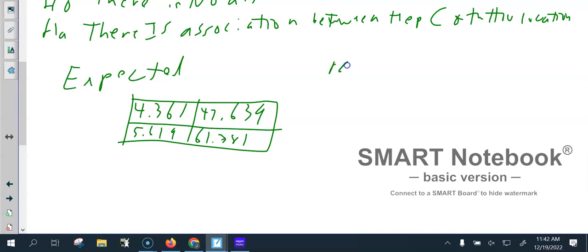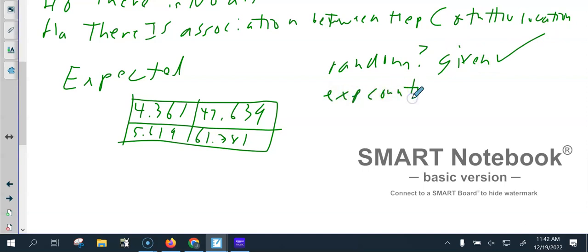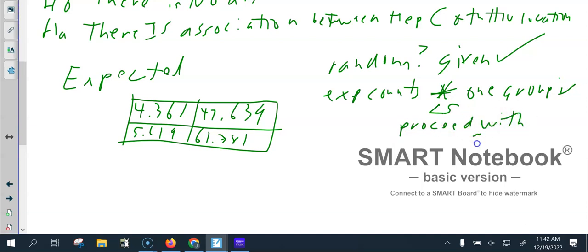And then we're going to check random. That was given. So, okay. And then expected counts. And we're going to actually put a warning here. One group is less than 5. So proceed with caution. All right. If they were all above 5, then you would just check off, yes, we're good to go.